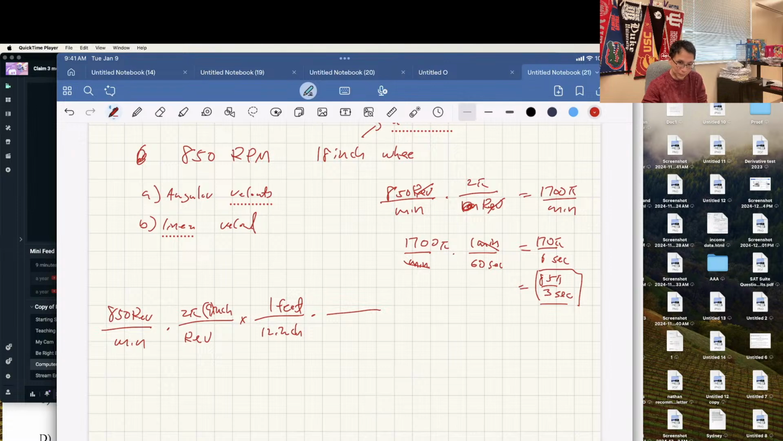1 foot, right? And then 5,280 feet per mile. And 60 minutes for 1 hour. So revolutions cancel revolutions, inches cancel inches, feet cancel feet, minutes cancel minutes. So you're going to do all this multiplication. Can somebody work out a number for me? Winston, what did you get? Just multiply the numerators and multiply the denominators and divide each other.